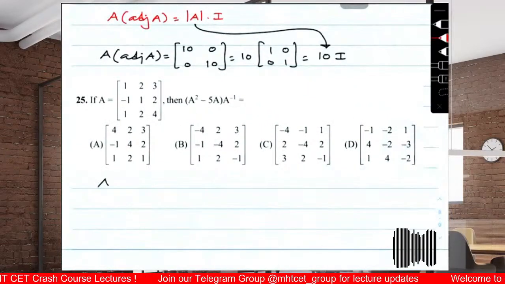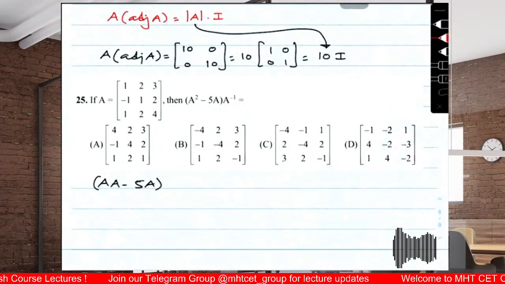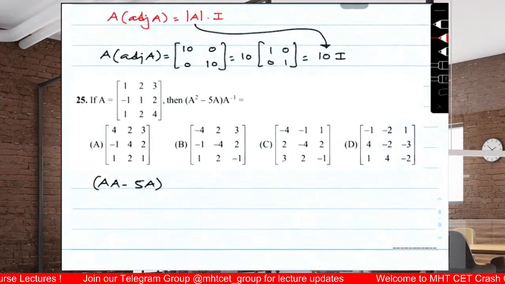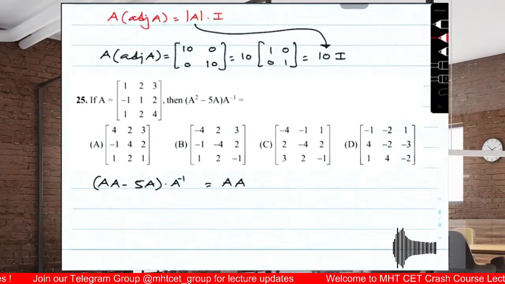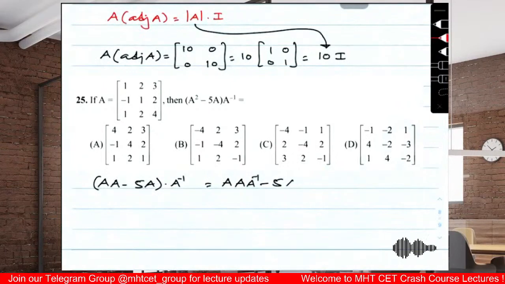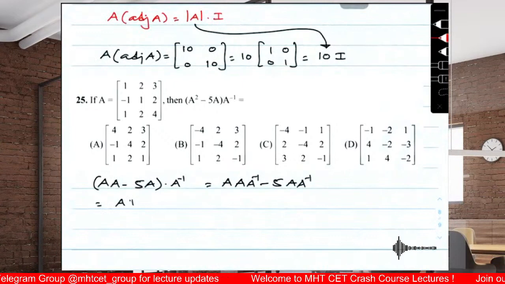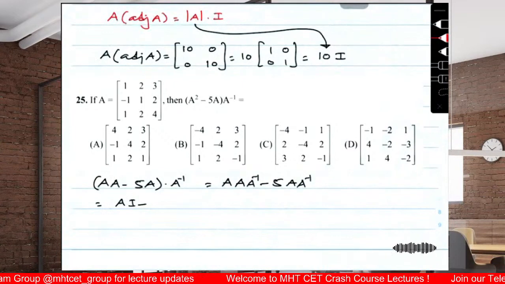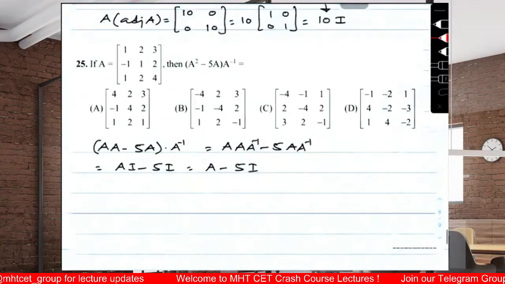This is A square. I can write A into A minus 5 into A inverse, multiply, this is A into A inverse minus 5 A inverse. This is A into I minus 5I, that is A minus 5I.